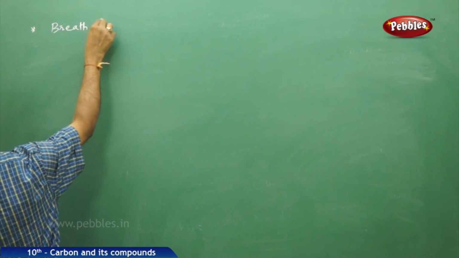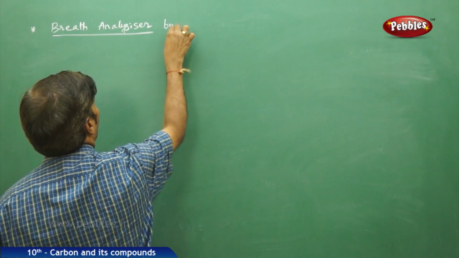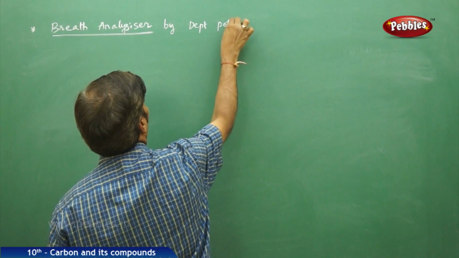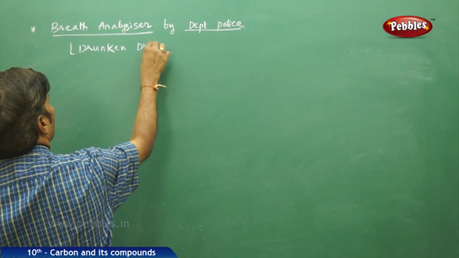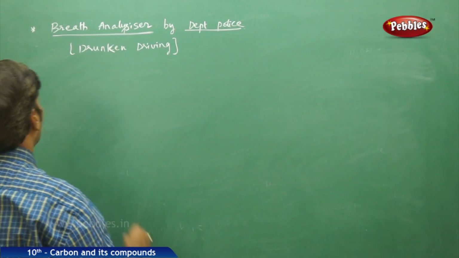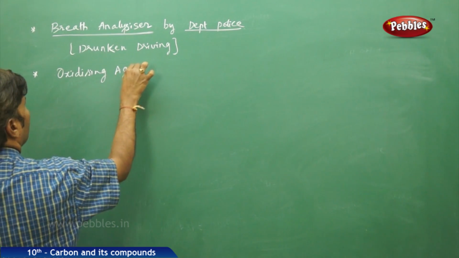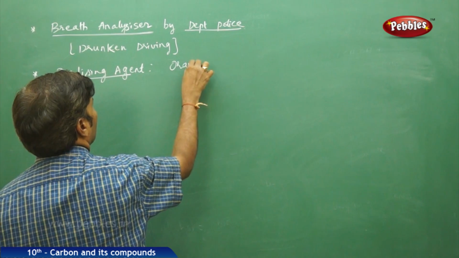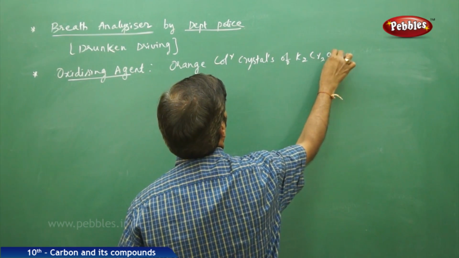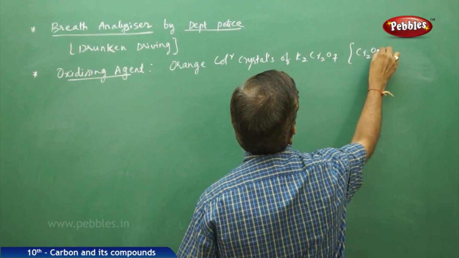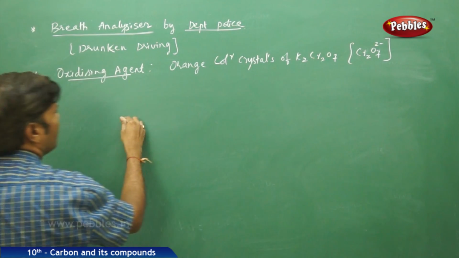The important application of ethyl alcohol is the breath analyzer used by the Department of Police to check drunken driving. What they do is use an oxidizing agent, the orange color crystals of potassium dichromate, which contains the dichromate ions. These dichromate ions act as oxidizing agents.